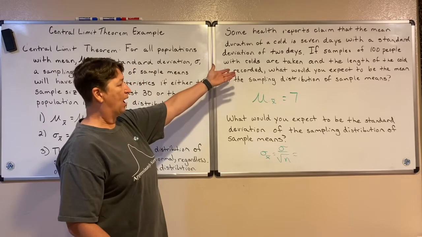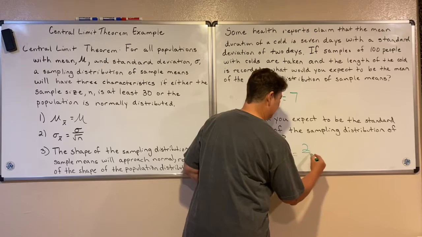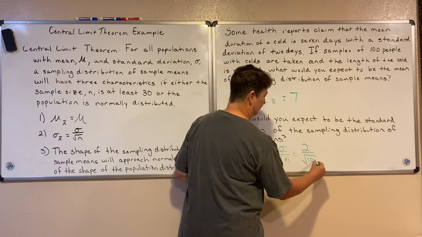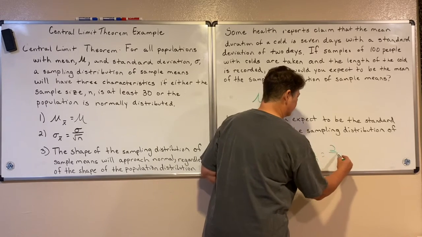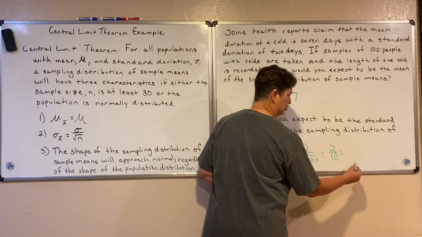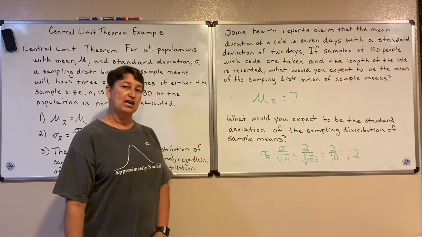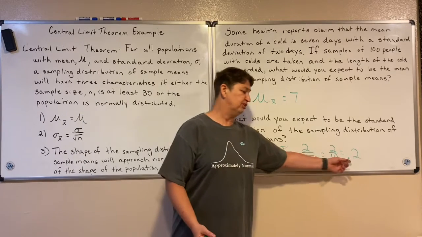So here, my population standard deviation was 2 days. I'm going to divide that by the square root of my sample size, which is 100. So 2 divided by the square root of 100, which is 10, is just equal to 2/10. I know that the standard deviation of this new sampling distribution is 2/10.